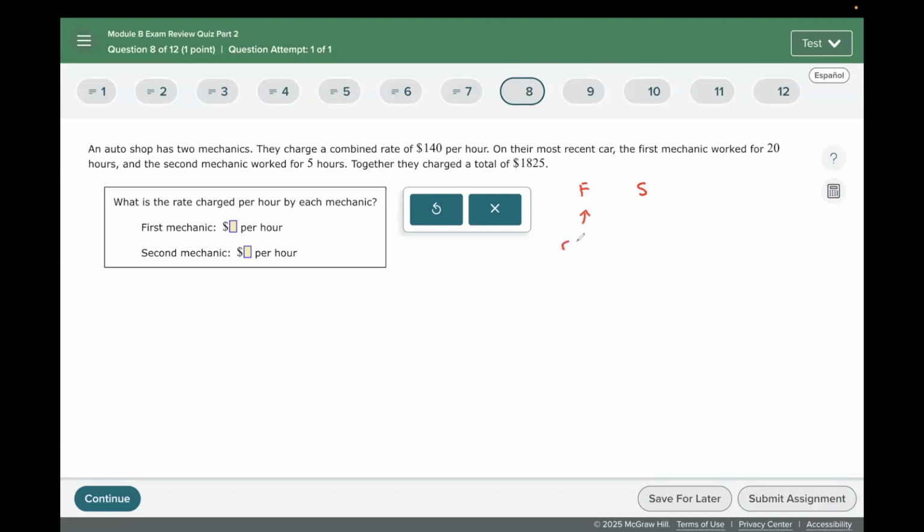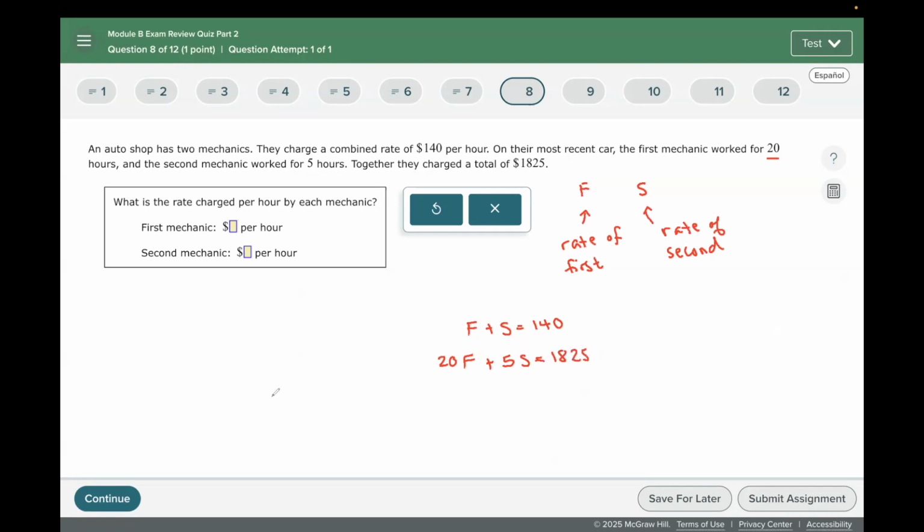So why don't we use F and S for first mechanic, second mechanic, and these are going to be the rates. So rate of first mechanic, rate of second. So we know the combined rate is $140 per hour. So F plus S equals 140. And on a recent car, okay, so first mechanic worked for 20 hours, so 20F. Second mechanic worked for 5 hours, so plus 5S. And the total here was 1825.